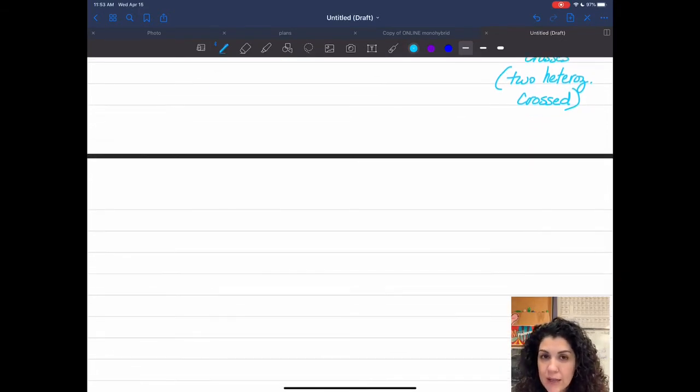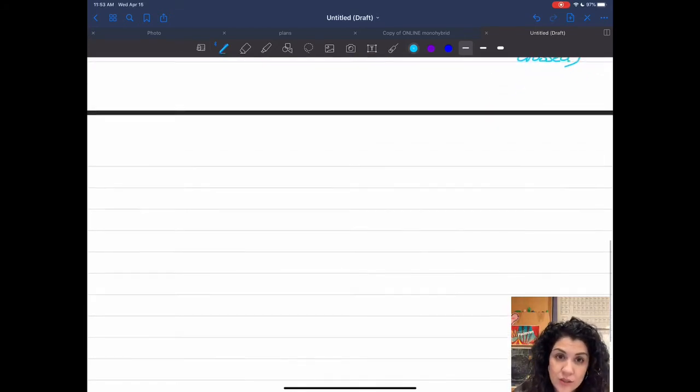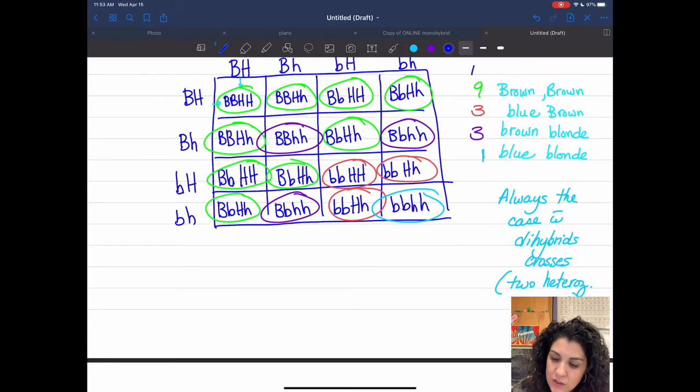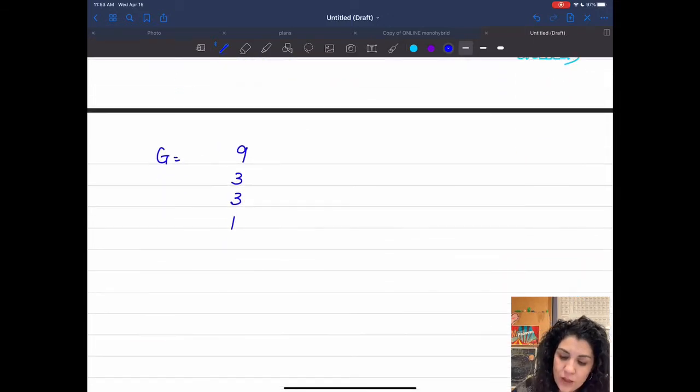Now, you're probably asking yourself, well, you gave us the phenotype, what about the genotype ratio? Now the genotype ratio is also going to be a 9:3:3:1, depending on how you write it. So this is for the genotype. This one was the phenotype ratio, okay?